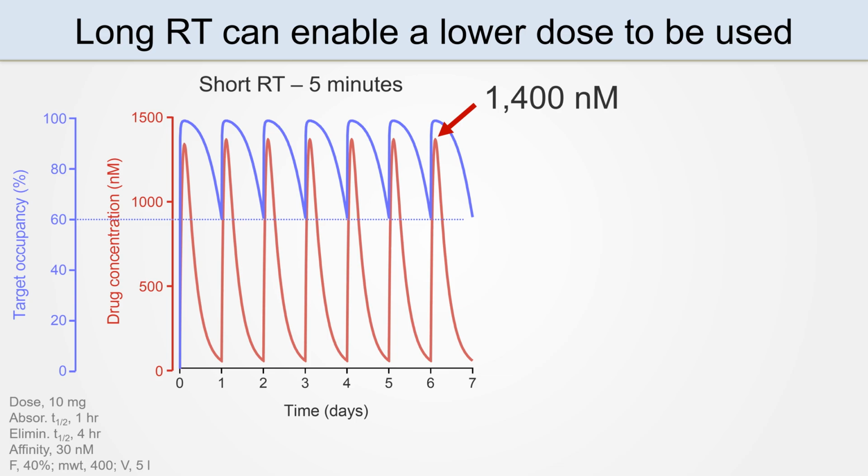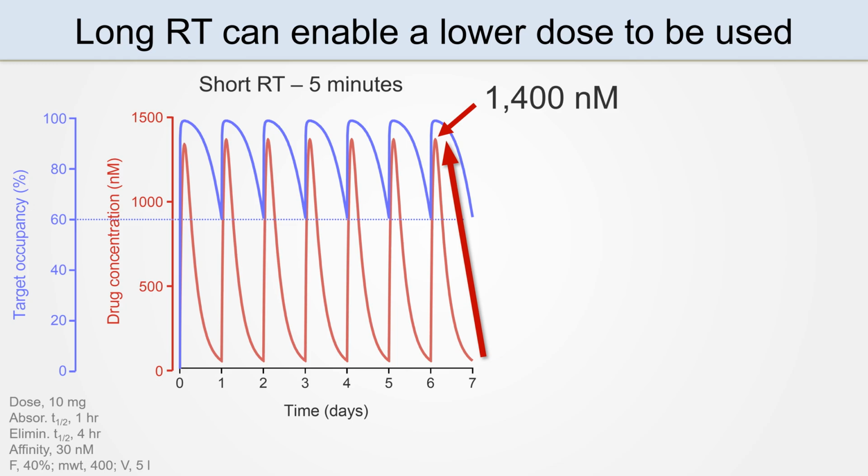Now there's something to notice with this profile. In order to get sufficient occupancy at the trough, we need to force up the drug concentration at the peak. This is because the drug concentration is declining over time. In order to get sufficient drug on board at the trough, we need a lot more drug at the peak.